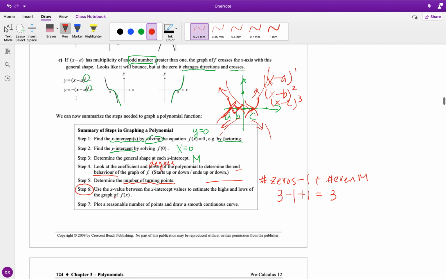But here it says use the x values between the x-intercepts to estimate the highs and lows of the graph. All right? Pay attention, this is an estimate. Without using calculus, we can only estimate. Or, nowadays, I don't even think that many people are really sketching the graph anymore. You can just use decimals. You don't even need a graphing calculator. You can see the graph and point your cursor to the lowest or highest point, and it gives you the coordinates. And then plot a reasonable number of points and draw a smooth, continuous curve.